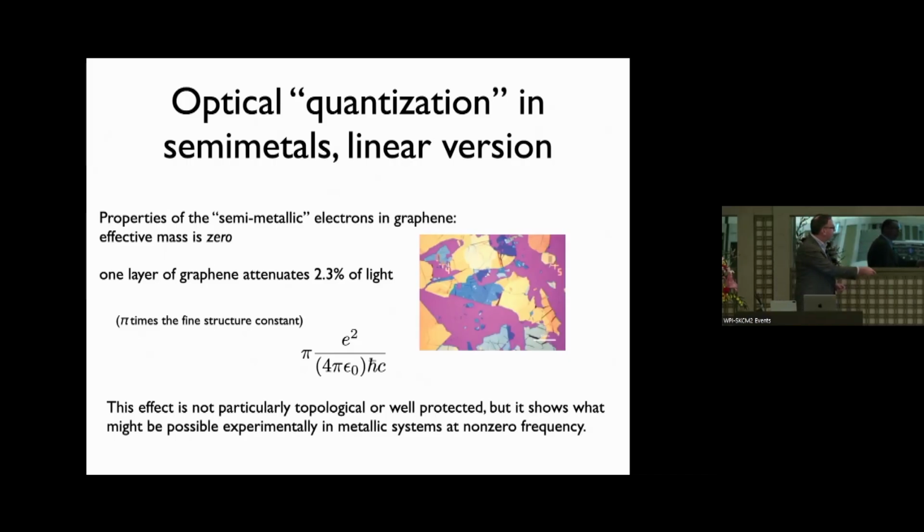And note that it's really the vacuum fine structure constant. It's the speed of light. It's not the speed of the electrons in graphene. About the shortest paper in science that I've seen in recent years is this one by Andre Geim's group, which basically says we looked through graphene and it blocks 2.3% of the light like it was supposed to.